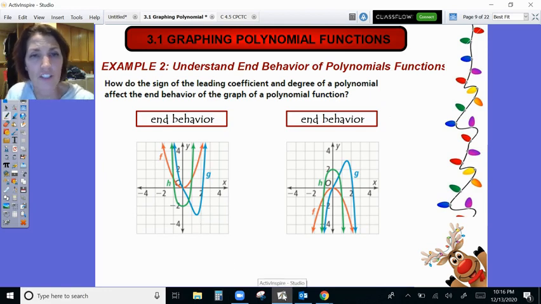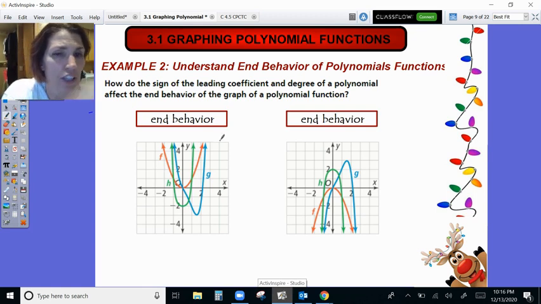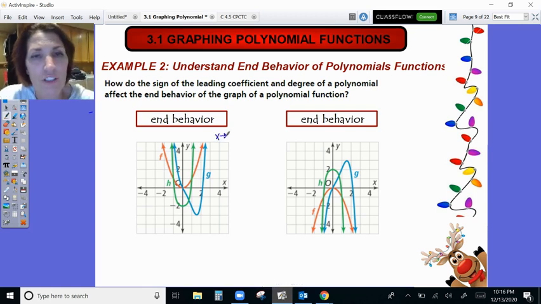Each of these functions up here, it doesn't matter which one: as x goes to infinity, my y goes to positive infinity also. And over here, as x goes to negative infinity, my y goes to positive infinity also. They do the same thing. So notice my y's are doing the same thing.